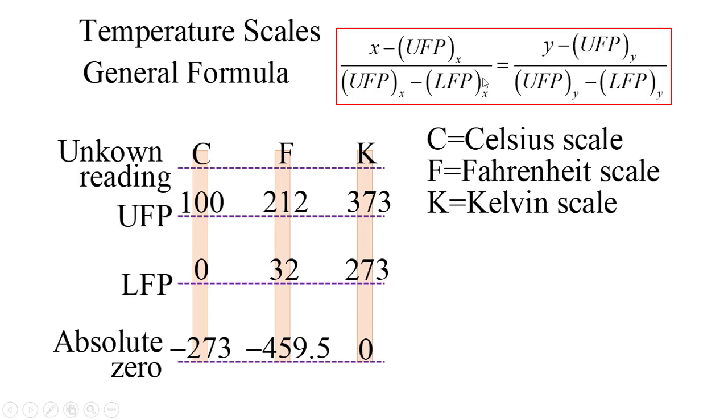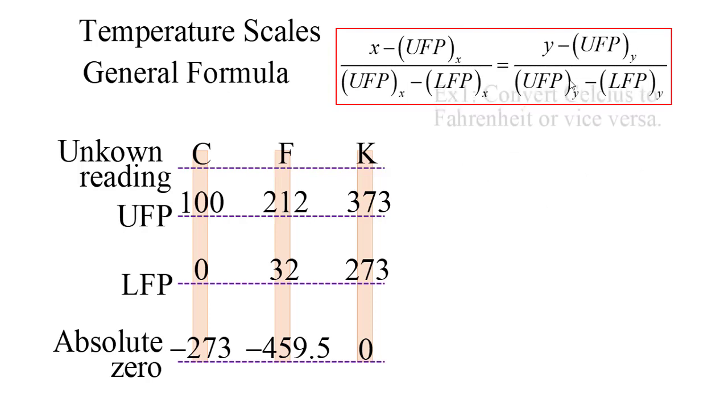This formula came from the fact that, because of the linear nature of those scales, the Celsius scale, the Fahrenheit scale, and the Kelvin scale are linear scales. Because of that, the ratios are equal: C minus 100 divided by 100 minus 0 is equal to F minus 212 divided by 212 minus 32, is equal to K minus 373 divided by 373 minus 273. So because of the linearity, we could write those ratios.